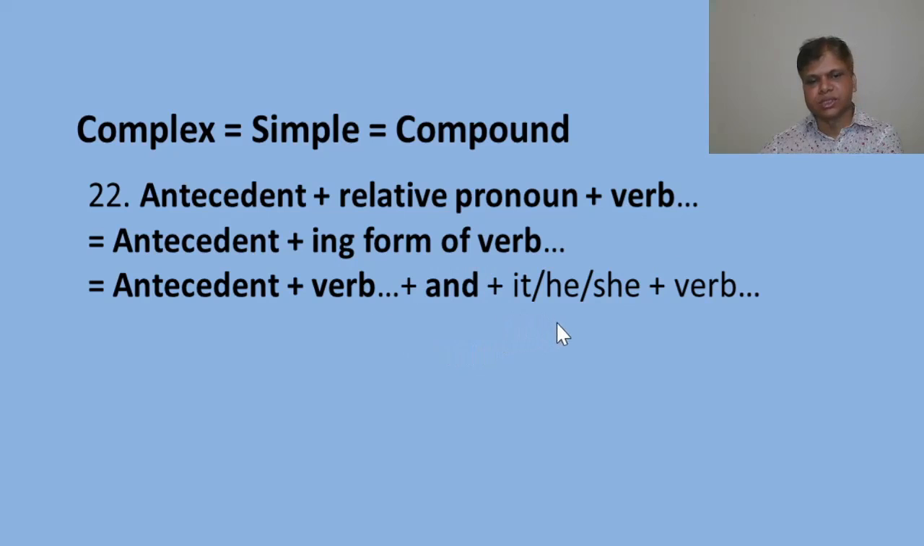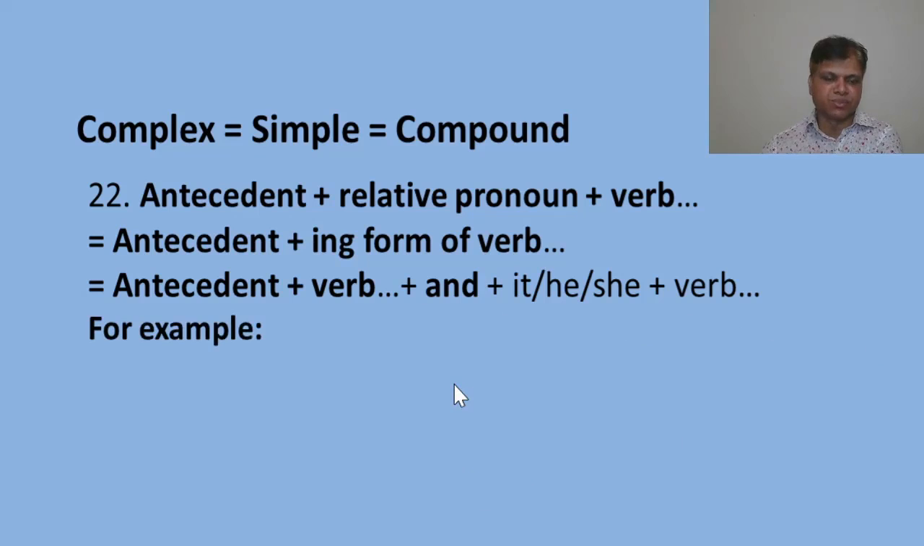Then we have to use it, he, she as a subject. Here the subject will depend on the antecedent. If the antecedent is an impersonal or inferior subject, we have to use it. If the antecedent is a personal or superior subject, then we have to use he, she. Then we have to use verb and rest of the sentence.